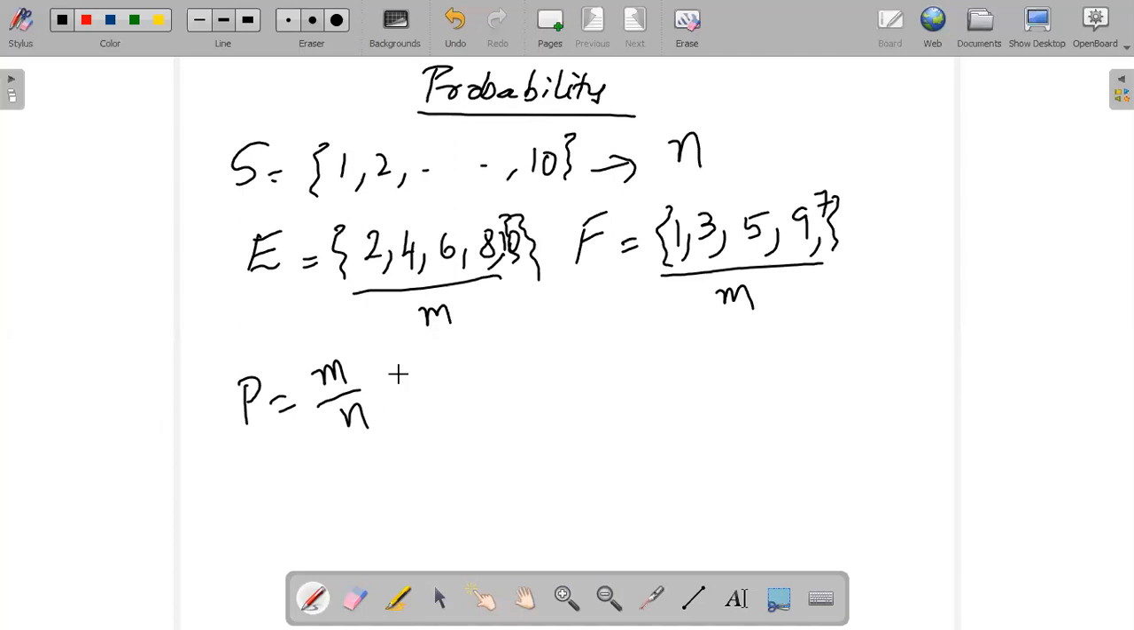Same thing like the exhaustive event. An exhaustive event is an event consisting of all the possible variable possibilities. That is n. That is exhaustive. So this is the exhaustive one.